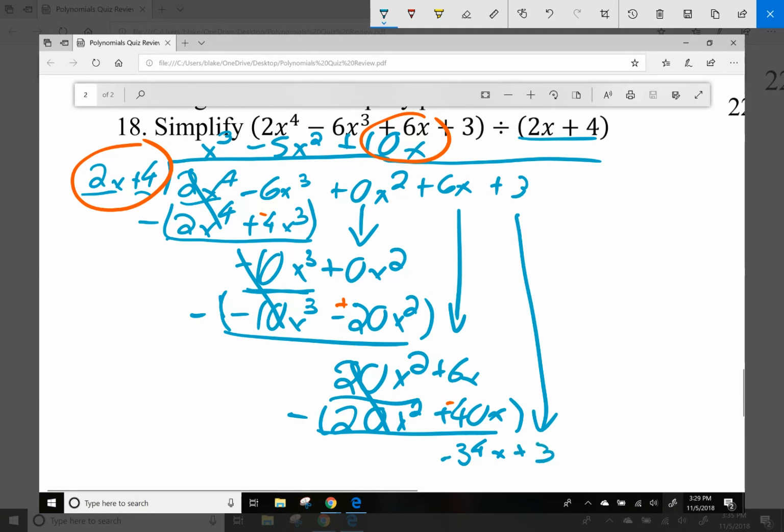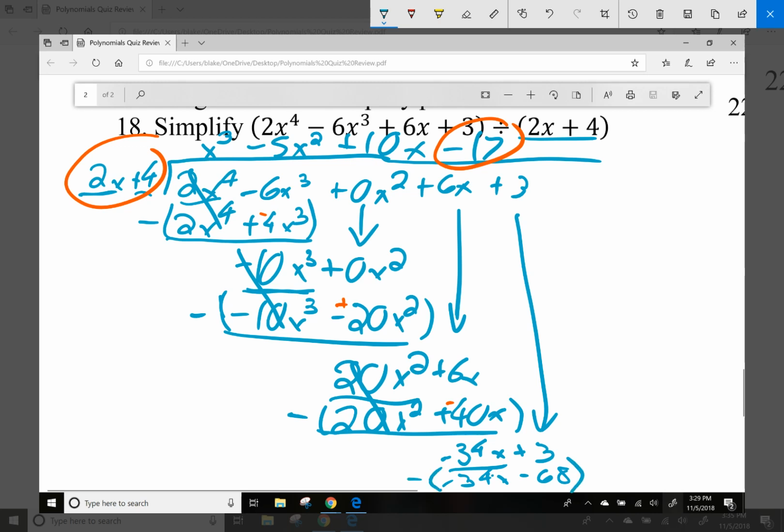All right, so one more time, we have to divide the first term on the inside, which is negative 34x, by the first term on the outside. Negative 34 divided by 2 is negative 17, and x divided by x means those x's cancel. So it's just negative 17. And then step 2, multiply that with the polynomial up front. Negative 17 times 2x is negative 34x, and negative 17 times 4 is negative 68.